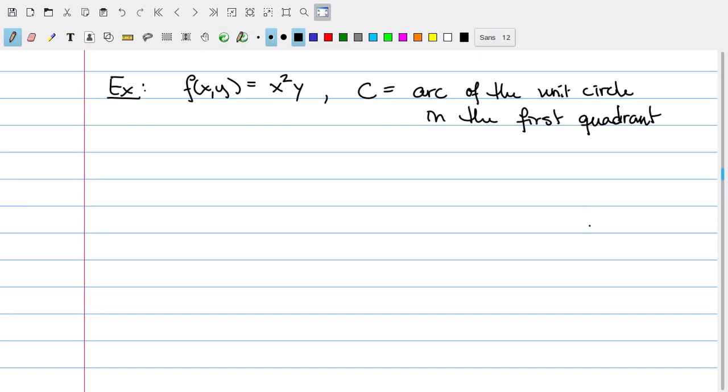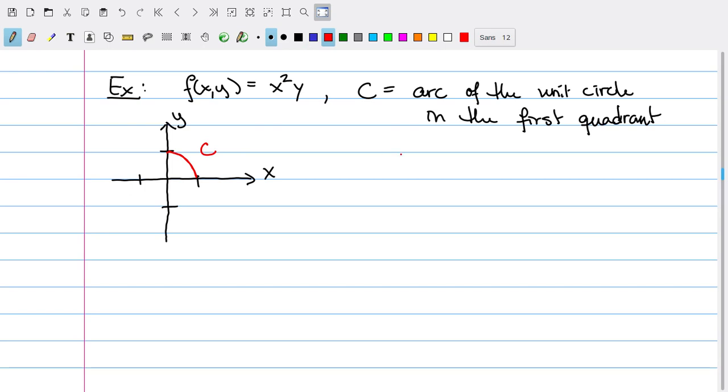So let's go ahead and do an example. In this example, let f of x y be equal to x squared y, and let C be equal to the arc of the unit circle in the first quadrant. The first part of this problem deals with actually coming up with a parameterization of the curve that we're considering. This is the curve C, which I've drawn on the xy plane in red in the picture.